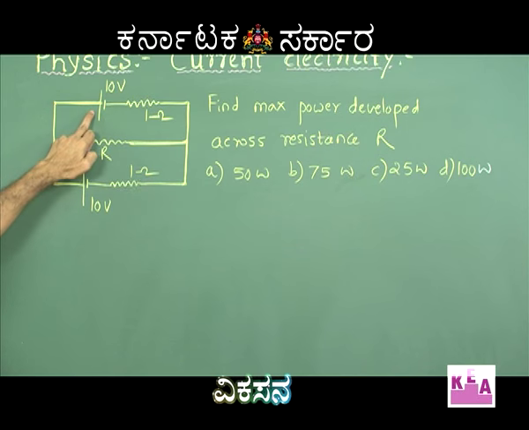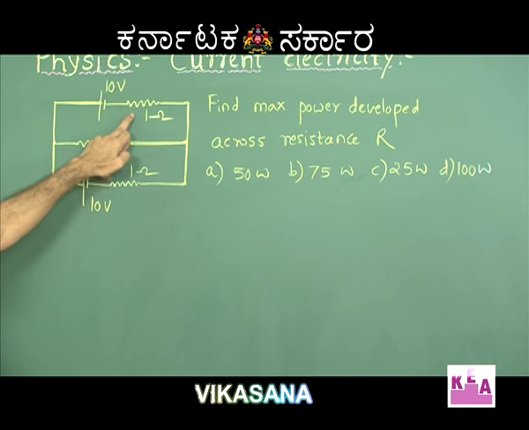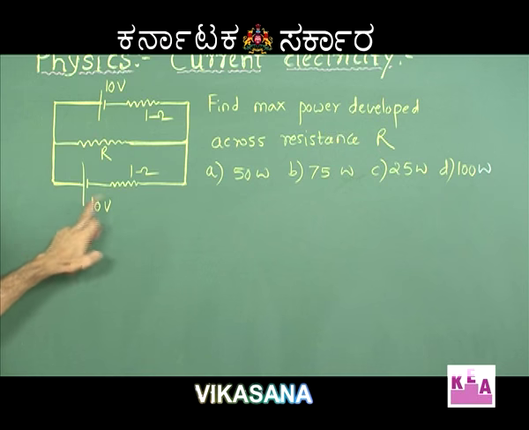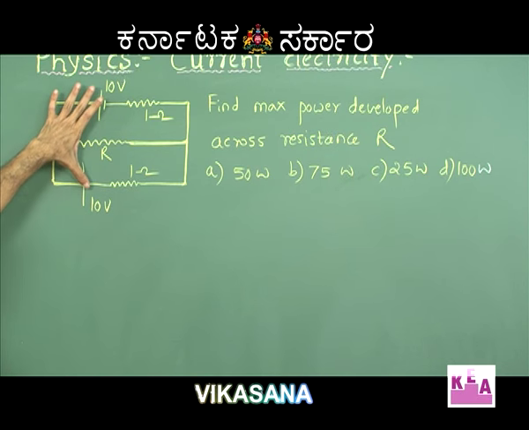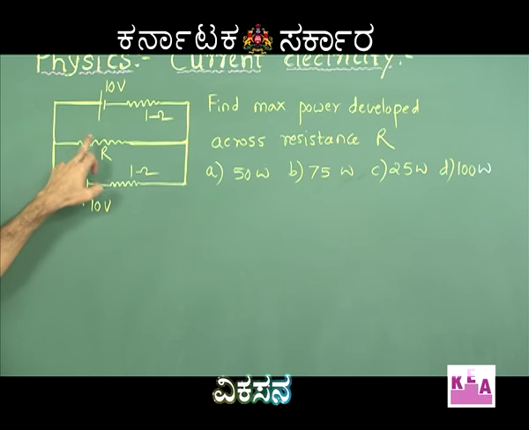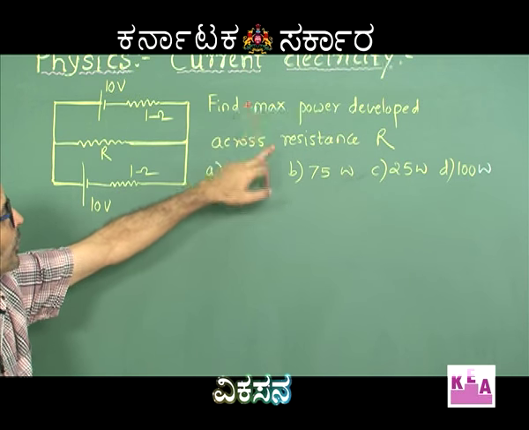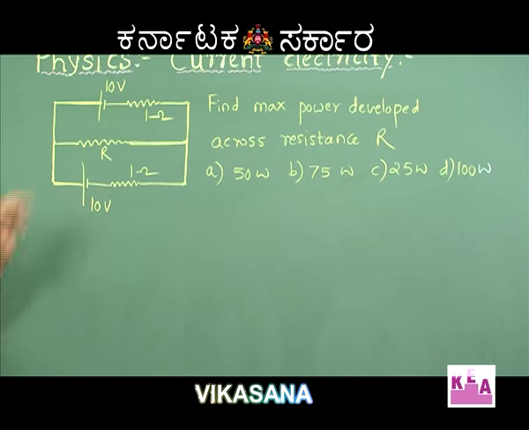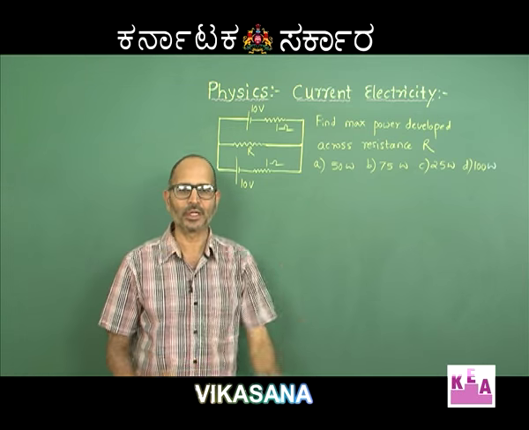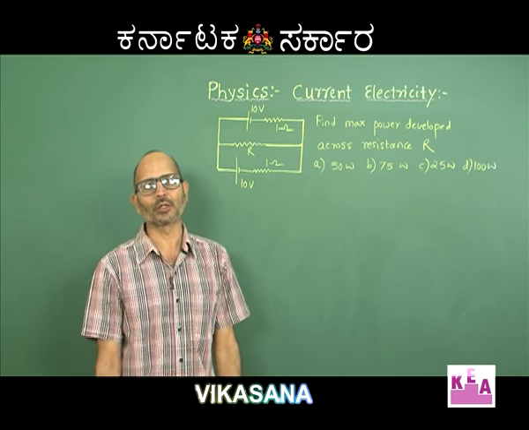One battery is of 10 volts and the internal resistance is 1 ohm. This is also an identical battery. Both are connected in parallel and across the resistance capital R, and he wants you to find out the maximum power developed across this resistance R. I hope you realized the importance of this particular question.